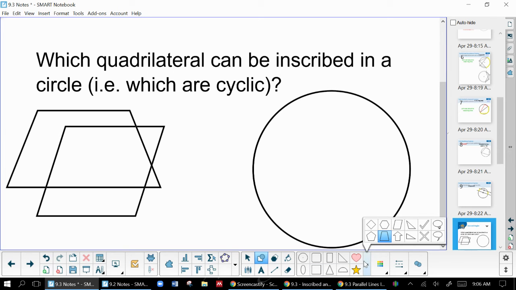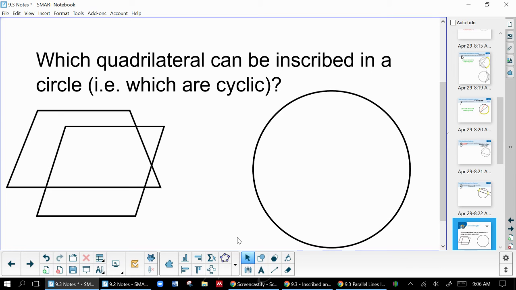Other types of quadrilaterals that might be able to work, just some general ones, like kites. Kites can pretty much all work. And other types of irregular quadrilaterals are going to work too, as long as you can put the points on the corners. But for sure, all rectangles and all squares will work.